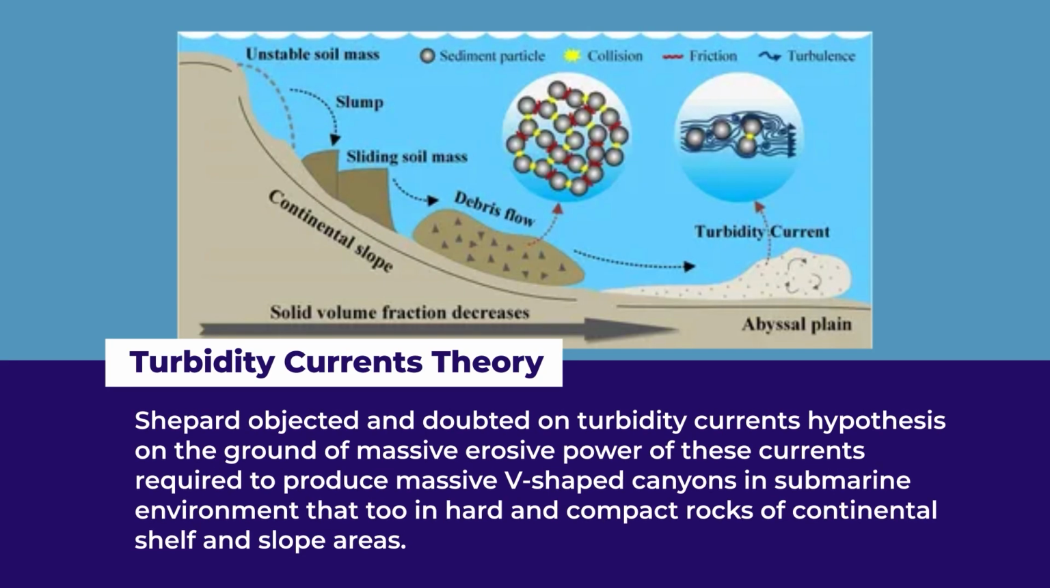However, Shepherd objected and doubted the turbidity currents hypothesis on the ground of the massive erosive power of these currents required to produce massive V-shaped valleys, that too in a submarine environment, that too in hard and compact rocks of continental shelf and continental slope areas. So Shepherd objected to this explanation of formation of submarine canyons through the erosional work of turbidity currents.